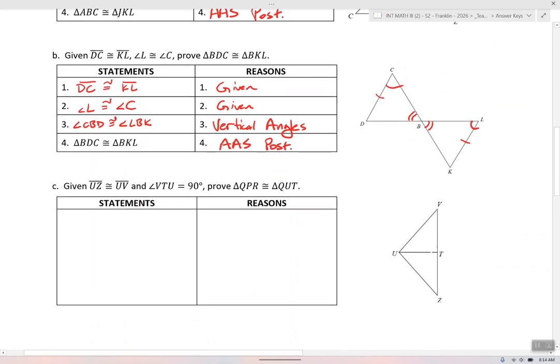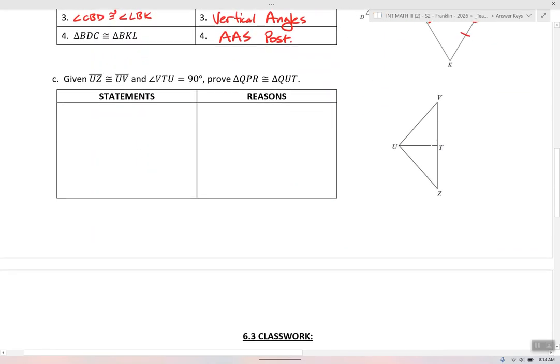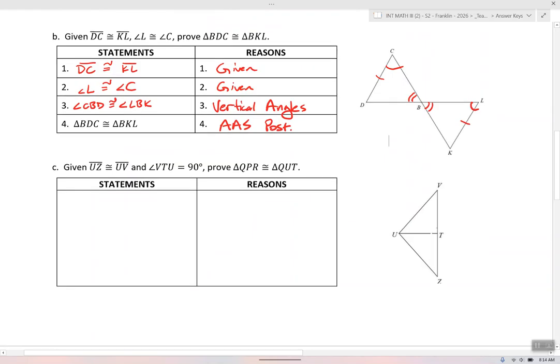All right, here we have one that we have to do all of this ourselves. So it says given segment UZ is congruent to UV and angle VTU is 90 degrees, prove these two triangles are congruent. So let's first start with the given information. So we know that segment UZ is congruent to segment UV. Maybe I should put number 1. And we know that that is true because it was given to us in the problem.